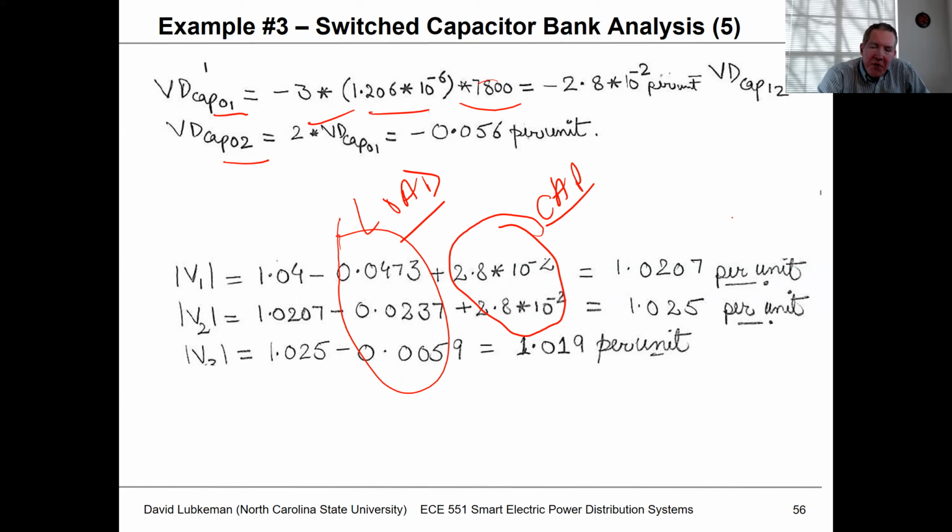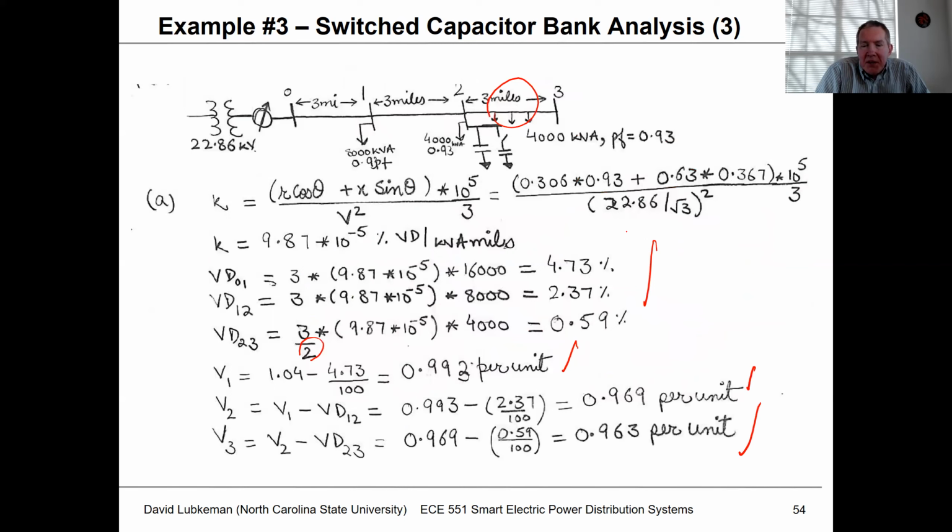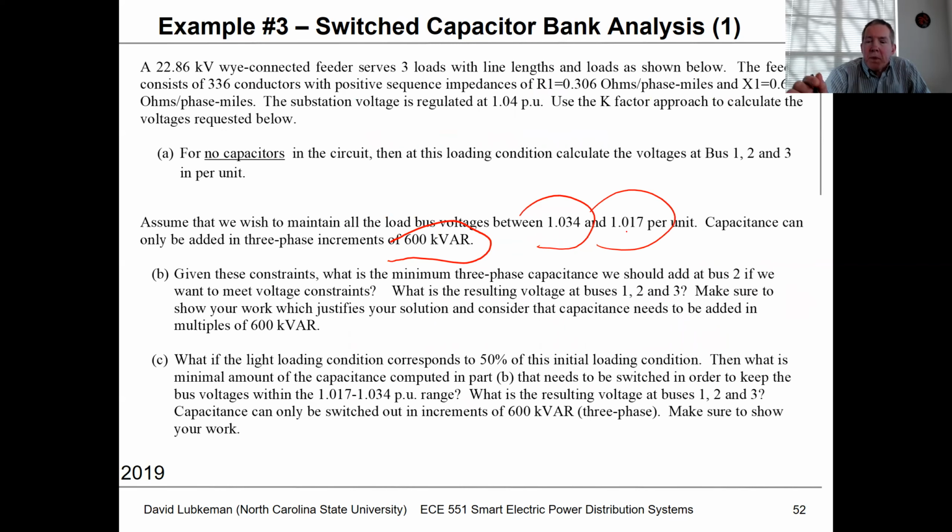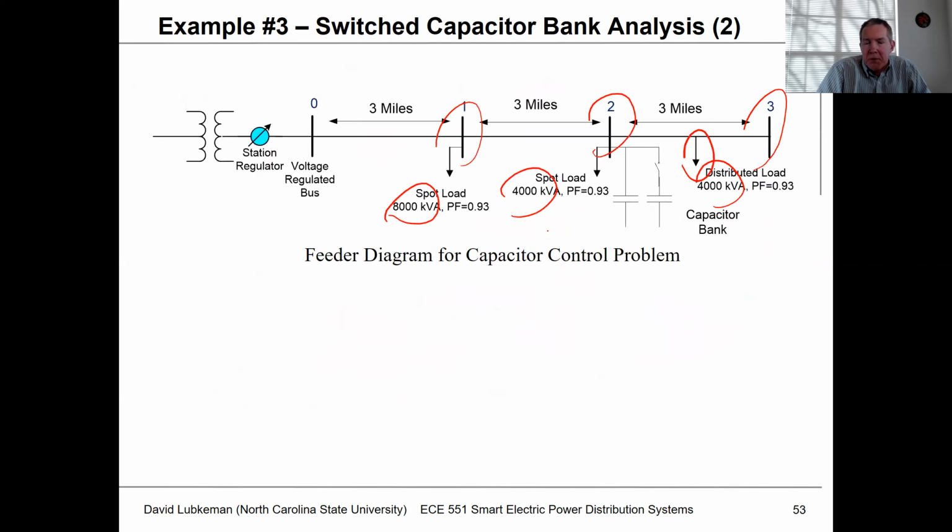You can see from these values that we're still below our maximum. We're above our minimum, but we're also below our maximum. We set our maximum in this case to 1.034.